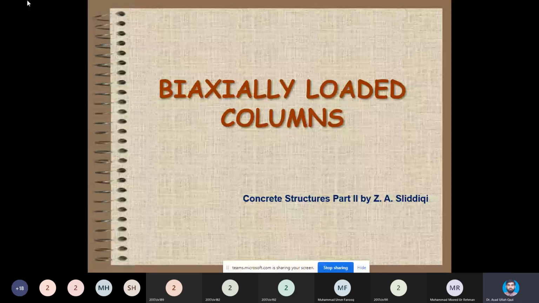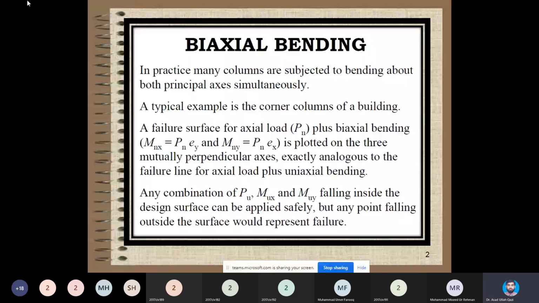So biaxial bending: in practice, many columns are subjected to bending about both principal axes simultaneously. A typical example is the corner column of a building. When I discussed uniaxial bending, I gave you a typical example, the edge column. Now a good example of a column subjected to biaxial bending is the corner column.